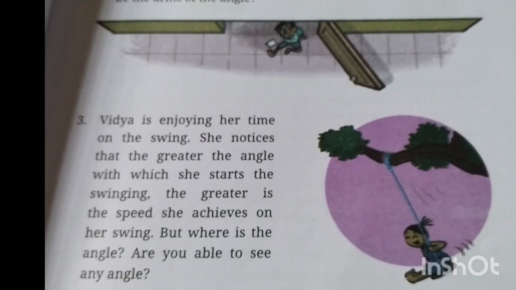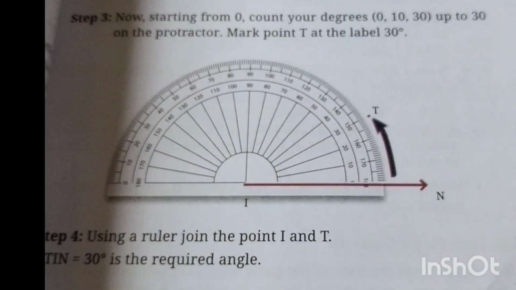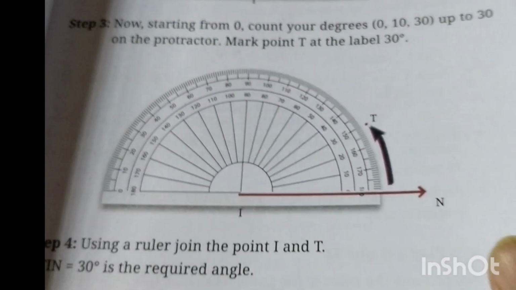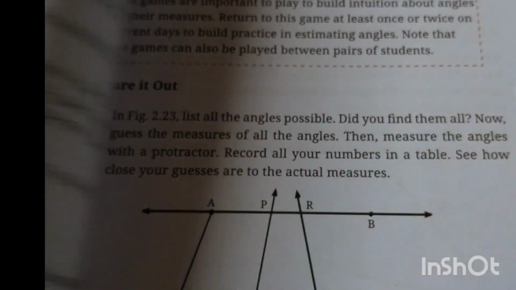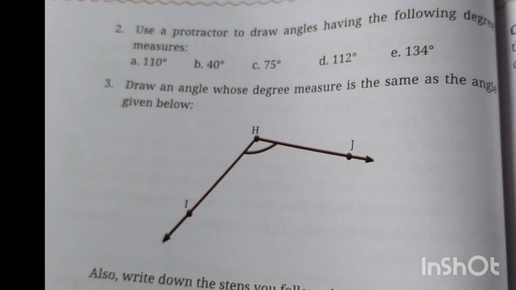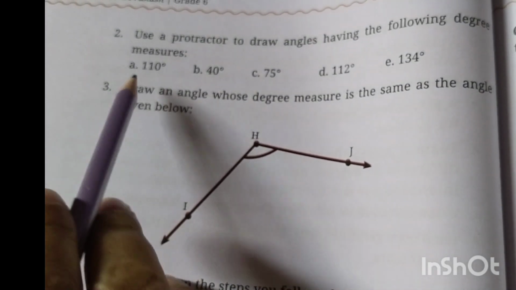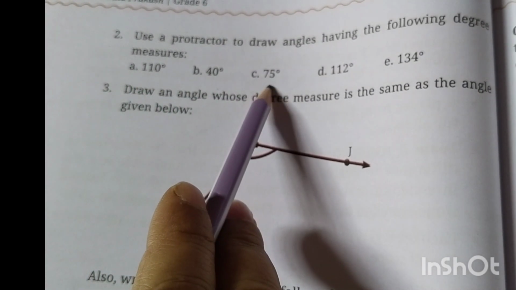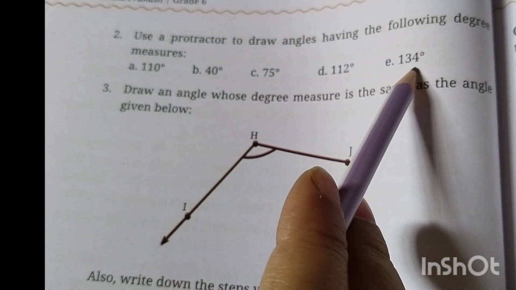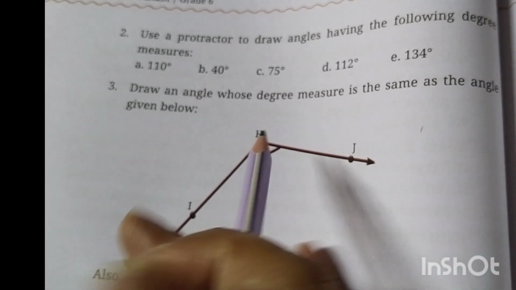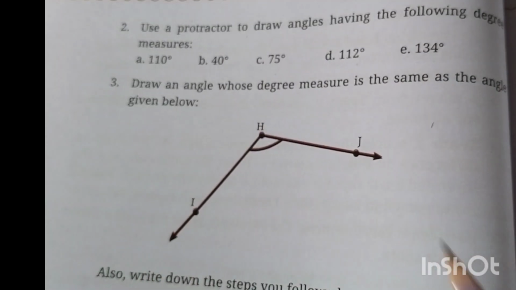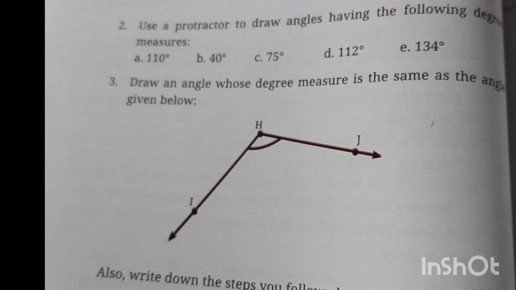Now question number 2 and 3 you can do yourself. They are very simple questions. Just read out. Drawing angles. Again figure it out. You have to draw these angles: 110 degree, 40 degree, 75, 112 degree, 134 degree. How can you make a line? I'll show you in the code.